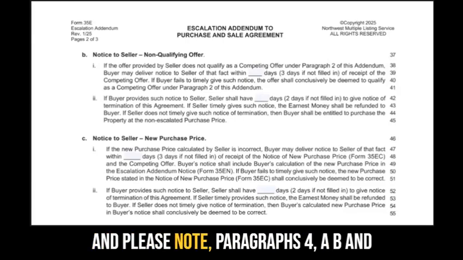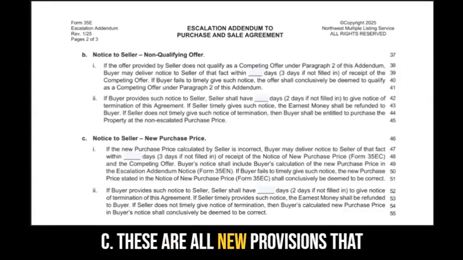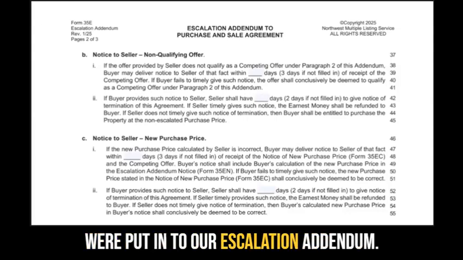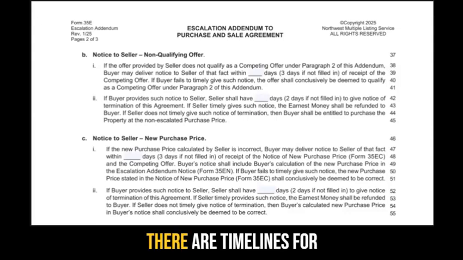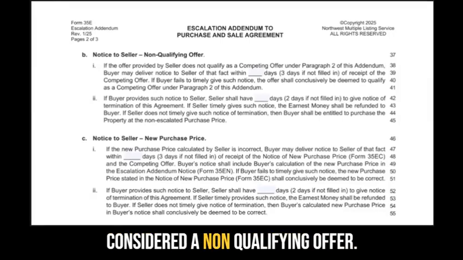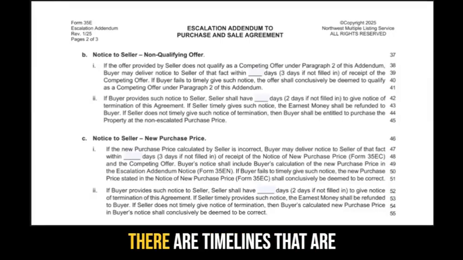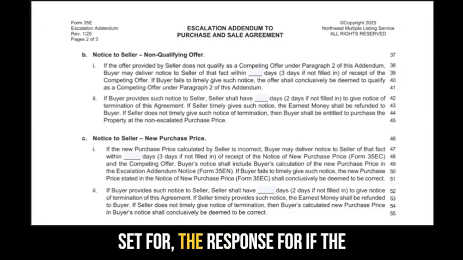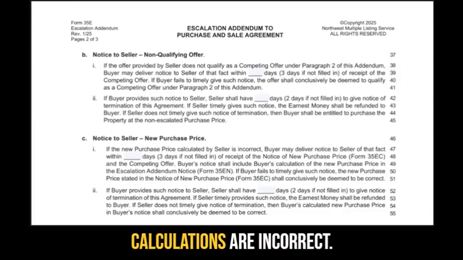And please note paragraphs 4A, B, and C. These are all new provisions that were put into our Escalation Addendum. There are timelines for what happens if the offer is considered a non-qualifying offer. There are timelines that are set for the response for if the calculations are incorrect.